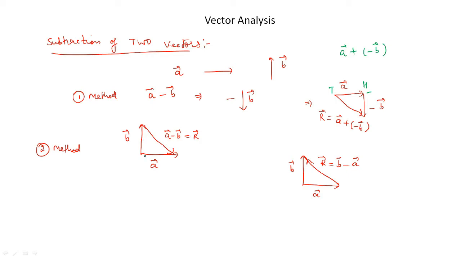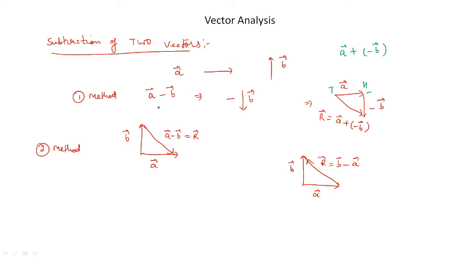Now see, it is the vector A and it is the vector B. Here vector B is drawn from the tail of the vector A. It is not drawn from the head of the vector A. It is important to note that in the second method of subtraction we draw the vector B from the tail of the vector A. Now I match the line.